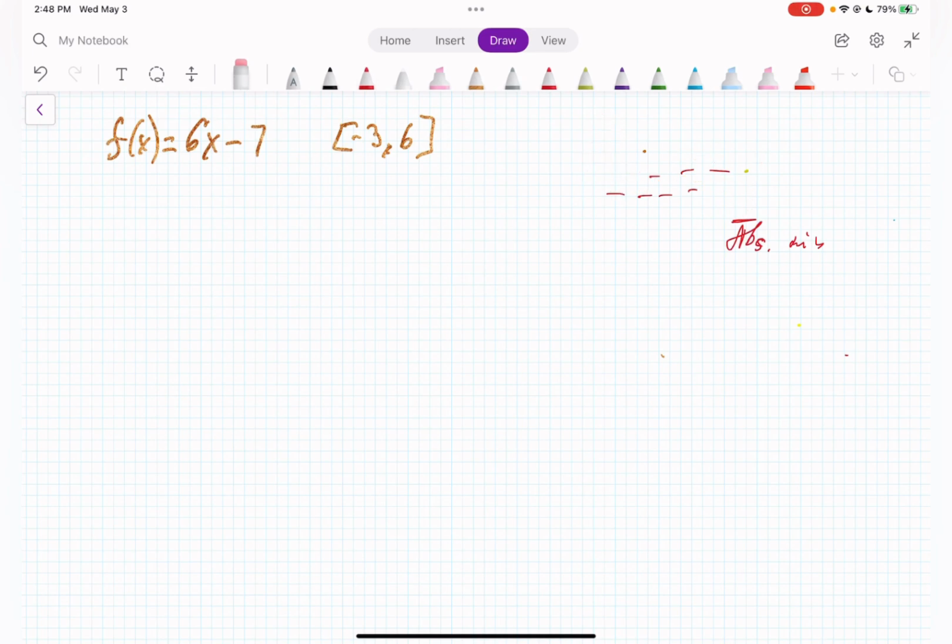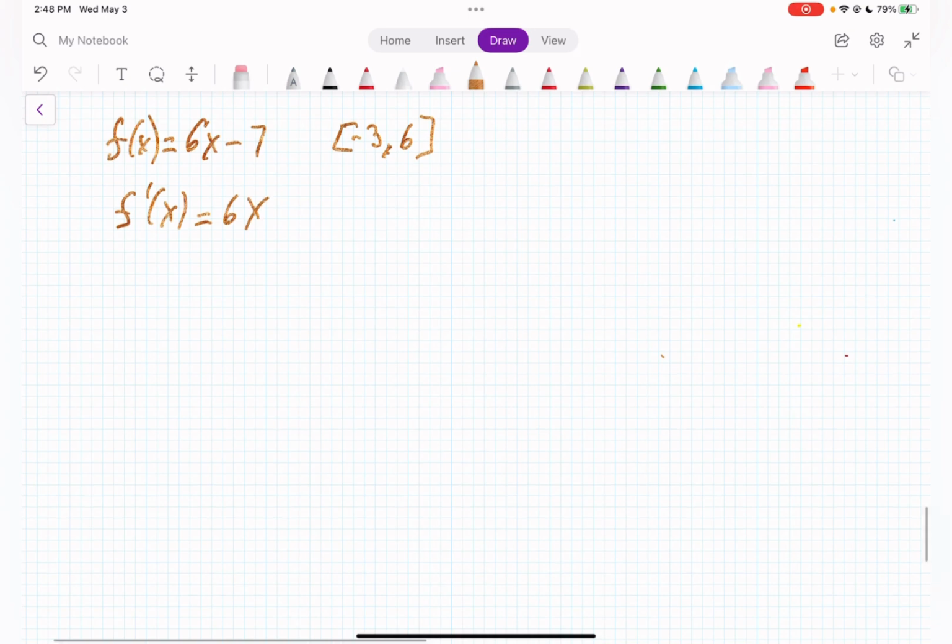All right. So we need to find the absolute maximum and absolute minimum on the interval -3 and 6. For that, first thing we need to find the first derivative. Remember, finding the first derivative and assigning it to 0. F prime of x is equal to 6x. To assign to 0, we are getting 6x is equal to 0.